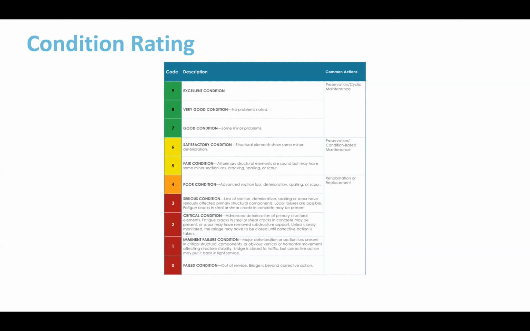When I took the bridge inspection training a long time ago, the way it was explained to me was no bridge ever gets a 9 because there's something wrong with it even when it's first built. And if you get a 0, that means the bridge is on the ground or in the water. And so everything else is somewhere in between.